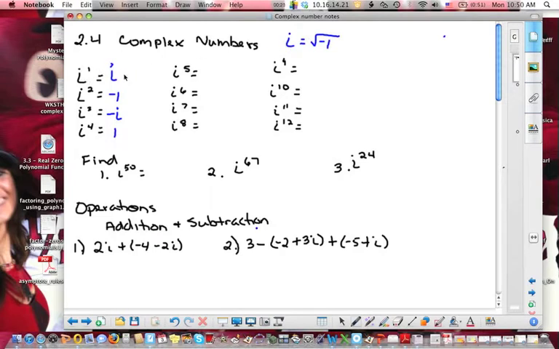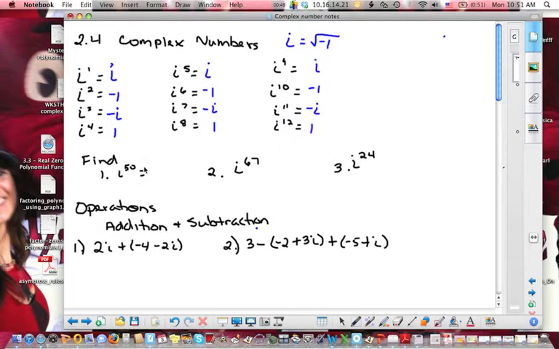So i to the first power is i, i squared is negative 1, i to the third is negative i, i to the fourth is 1. And this is just a pattern that repeats. So i to the fifth would just be i, i to the sixth is negative 1, i to the seventh is negative i, and i to the eighth is 1. And then the same thing for the next row.